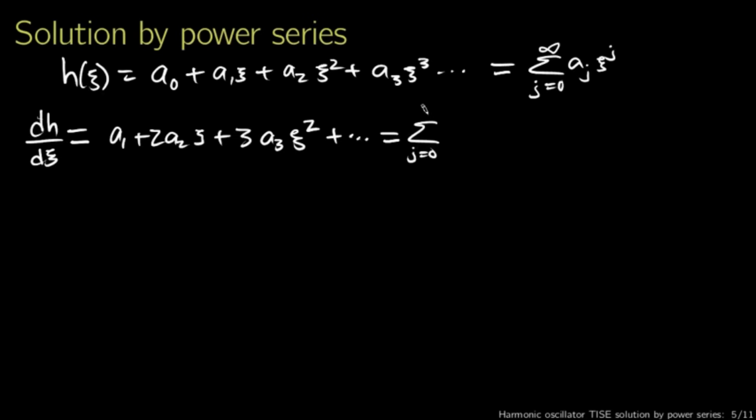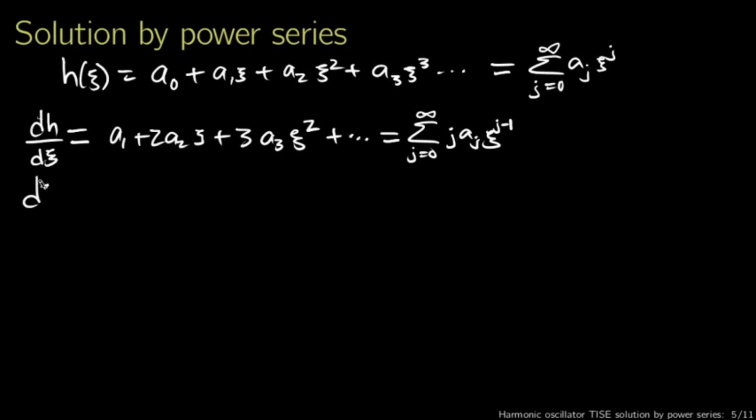Sum from j equals 0 to infinity of, taking the derivative of each of these terms effectively brings down the j and subtracts 1 from the exponent. So you'd have j, a sub j, xi to the j minus 1. And you can tell just by plugging in j equals 0, j equals 1, j equals 2 that this is what you're going to get. For instance, if I plug in j equals 0, I have 0 times a0. So whatever these things are, it's 0. If I plug in 1, I have 1 times a1 times xi to the 1 minus 1, or xi to the 0, which is just a constant. So I just have a1, etc.